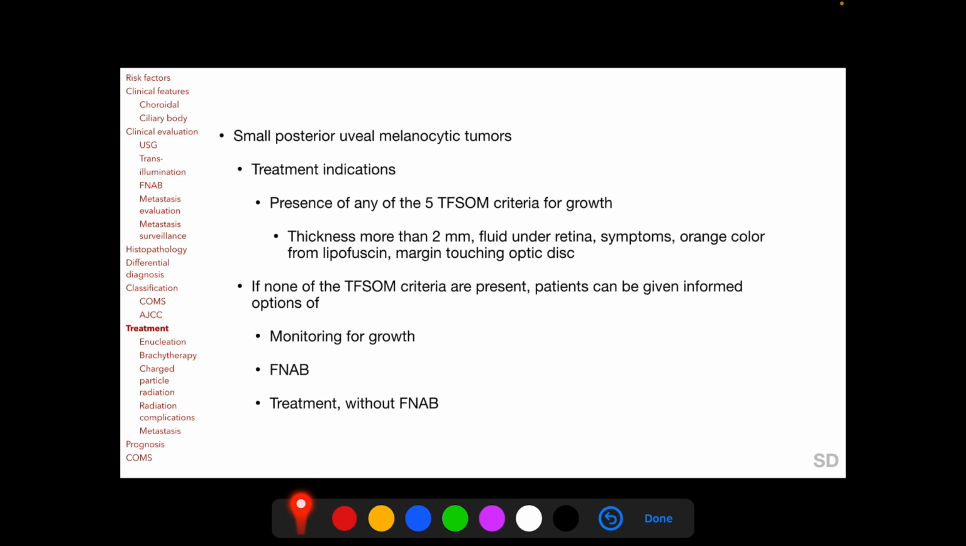Treatment of these lesions is indicated when there is presence of any of the 5 TF-SOM criteria for growth. But if none of the TF-SOM criteria are present, patients can be given informed options of monitoring for growth of the lesion and treating when growth of the lesion is documented, performing a fine needle aspiration biopsy, or treating the lesion directly without performing a fine needle aspiration biopsy.